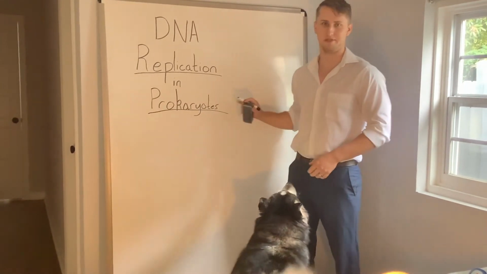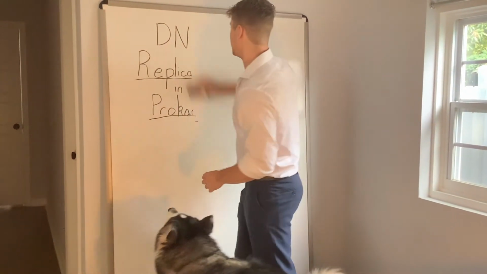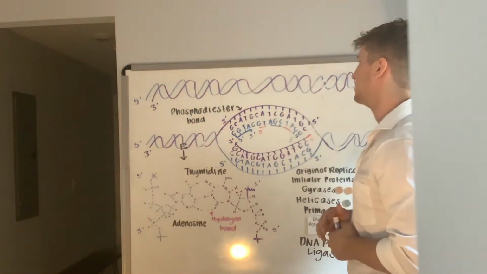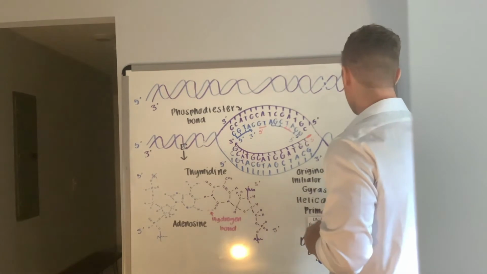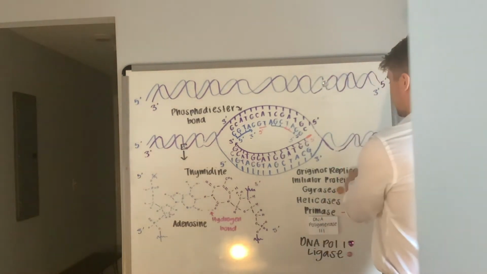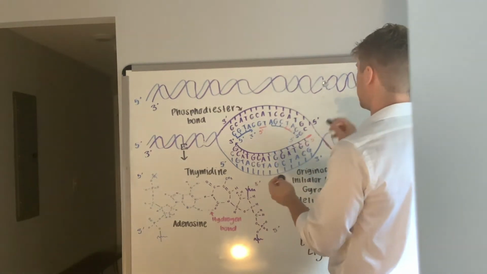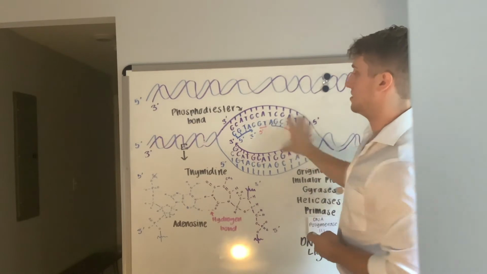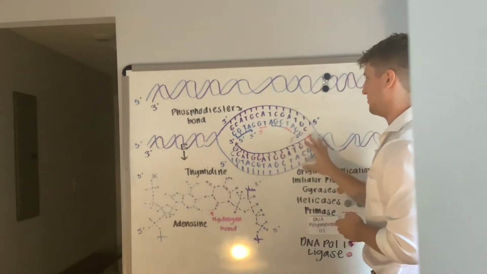DNA replication in prokaryotes. All right, let's get started. So this top strand is our DNA before replication. This magnet is going to be our origin of replication, and this is where our initiator proteins, or these black magnets, are going to bind and start unwinding our DNA, which is represented down here in our replication bubble.